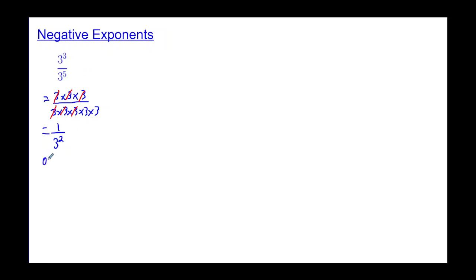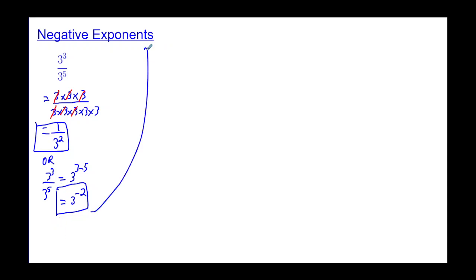The other option is to use that rule for dividing powers with the same base. The rule here said that if we have two powers with the same base and we're dividing those two powers, we keep the base and we subtract the exponents. 3 minus 5 is -2. So again, we have a scenario where we have two answers, and those two answers have to be equivalent because we basically started with the same question. This means that 3 to the -2 is equal to 1 over 3 squared.